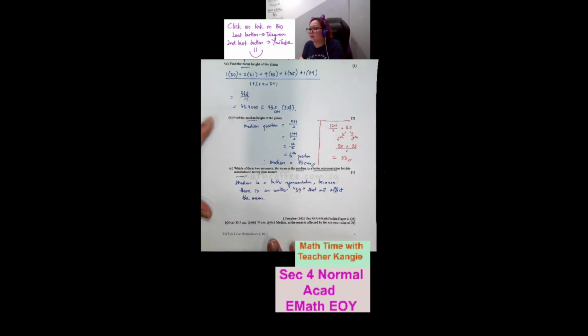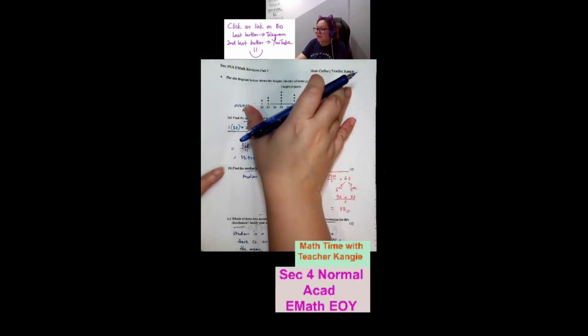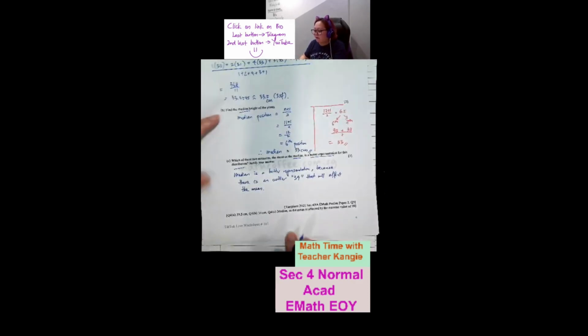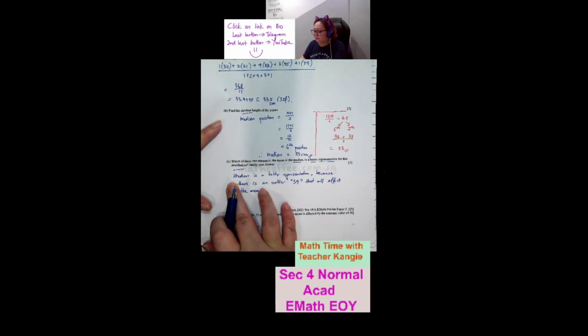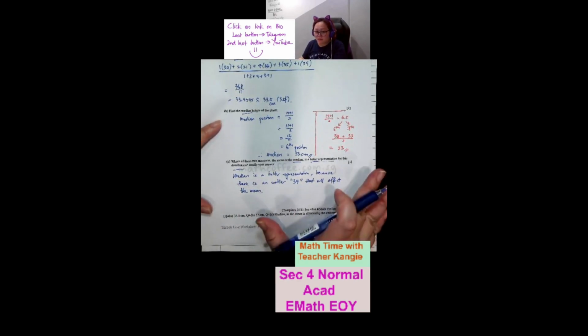Okay. So in this question, because the data has an outlier, the median is a better representation compared to using the mean.